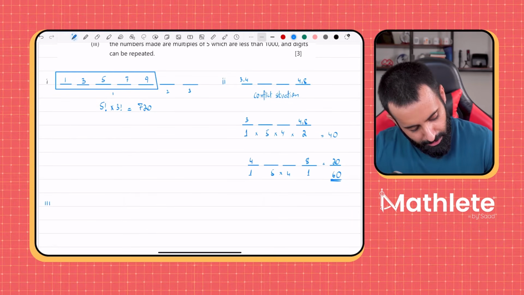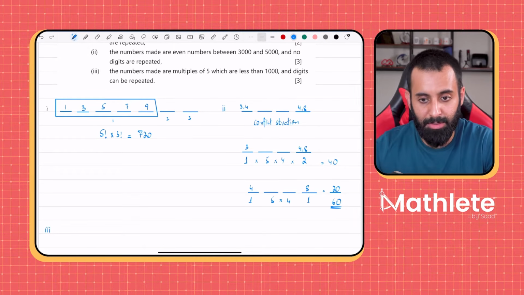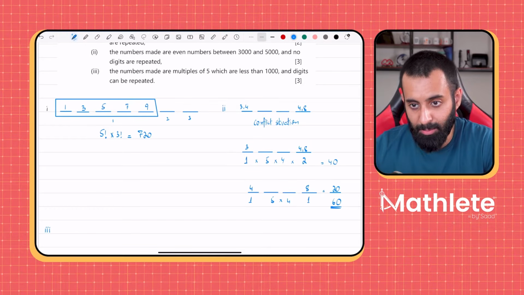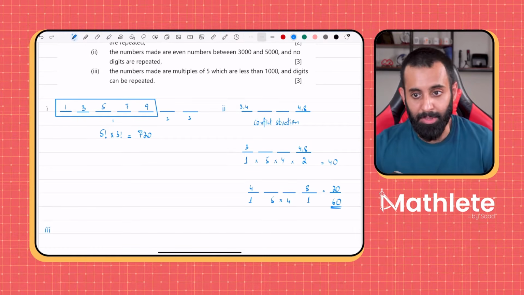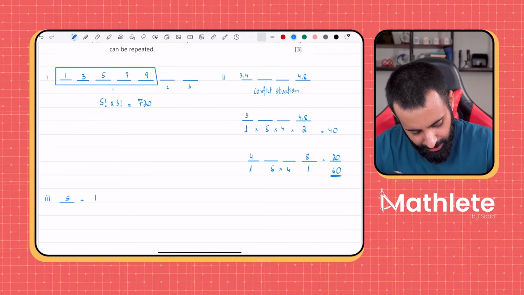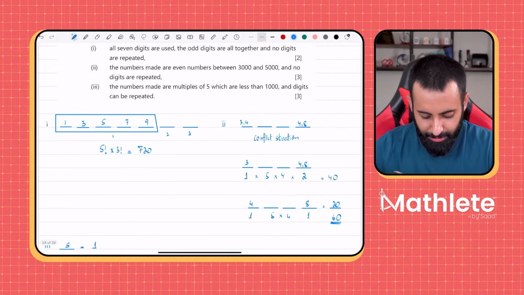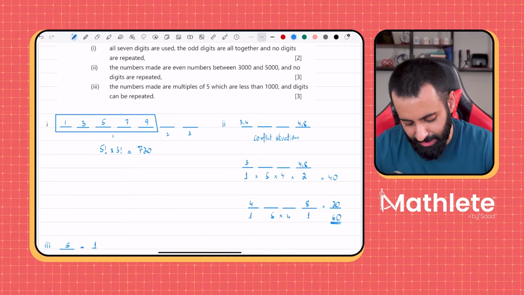Okay, now let's talk about part 3. So part 3 says the numbers made are multiples of 5, which are less than 1000, and digits can be repeated. Because there is no restriction, that means we can have a 1-digit number, just 5, it's a multiple of 5, there you go. So that's one number that is a multiple of 5 and it's less than 1000.